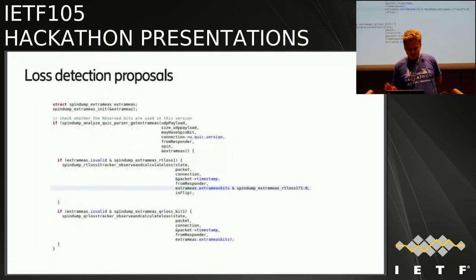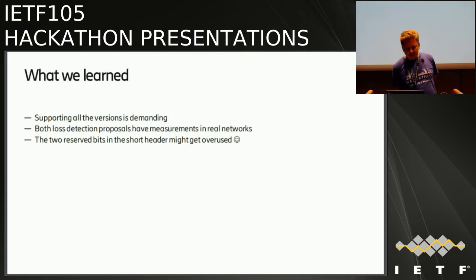Some of the loss detection proposals that got implemented was one that is based on the Q and R bits that will be presented at MAPRG. We have that implemented, and we also have round-trip loss measurements as well. So we have a bunch of proposals in there. What did we learn was that supporting all QUIC versions is quite demanding, especially when we have a protocol that's evolving and we have a lot of experimental proposals, to have a nice structure of handling all of these different cases.